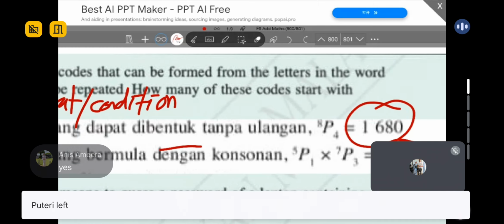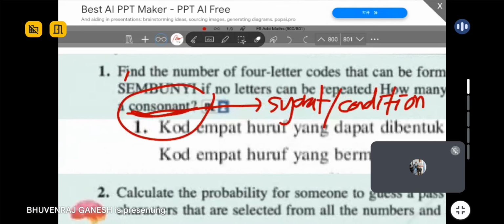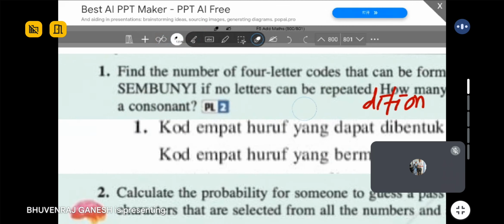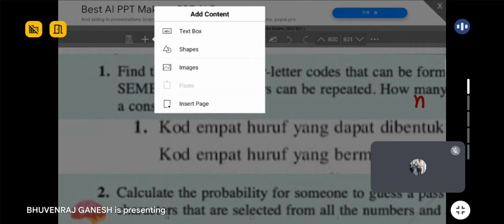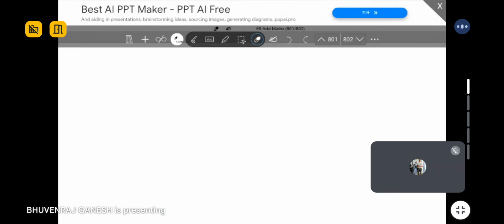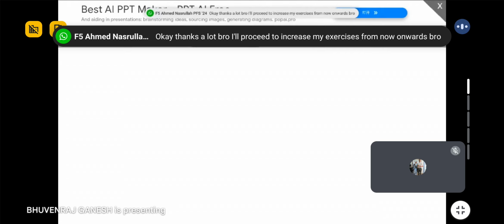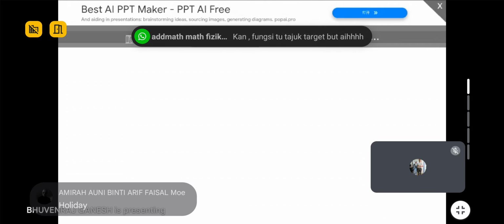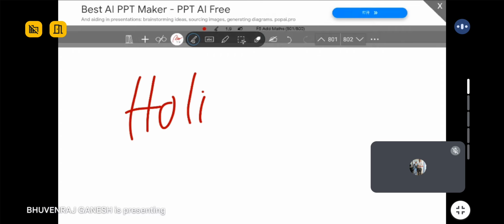Can you explain again the one without repetition? Okay, without repetition is very simple. I give you another situation, another question. Let's say you give me one word. One word that you all want me to discuss. Any word that you all like, because I cannot think of a word right now. Anyone? Any word you like. Holiday. Okay, so you all want holiday. Okay, holiday.